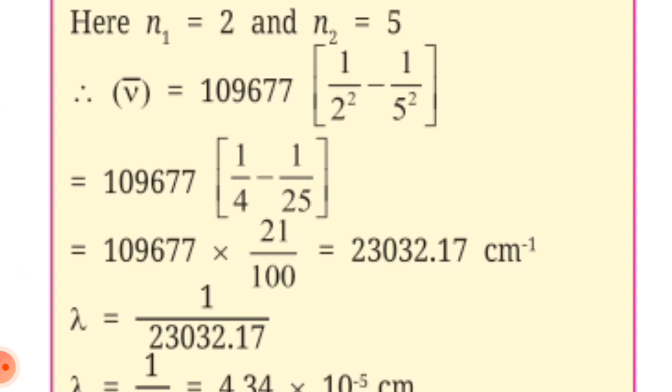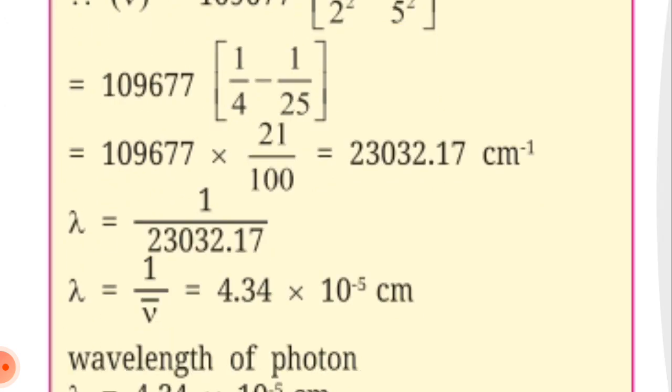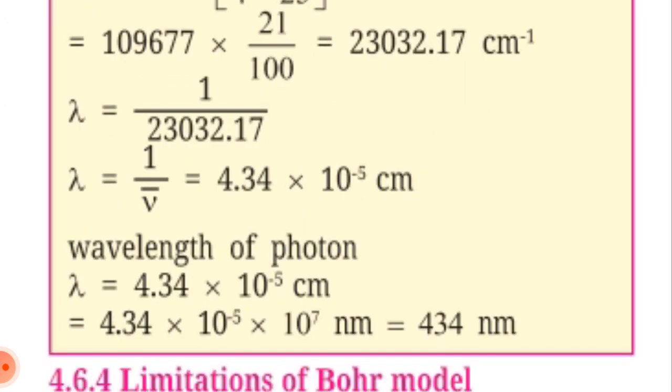ν̄ = 109677 (1/2² − 1/5²) = 109677 (1/4 − 1/25) = 109677 multiplied by 21/100 = 23032.17 per centimeter.